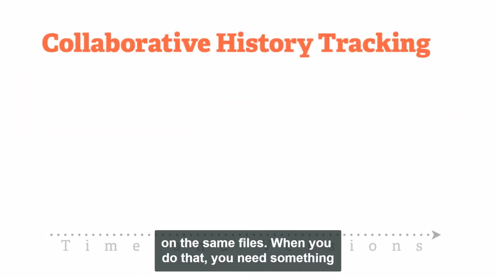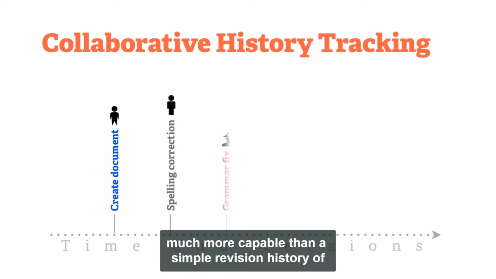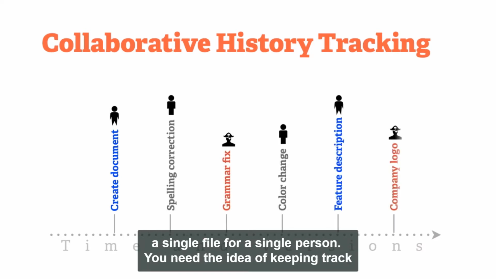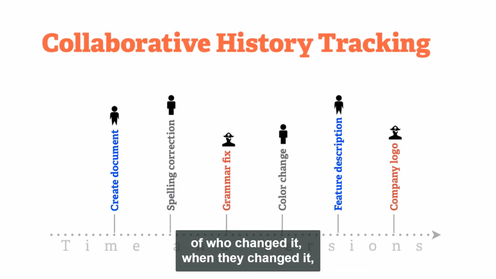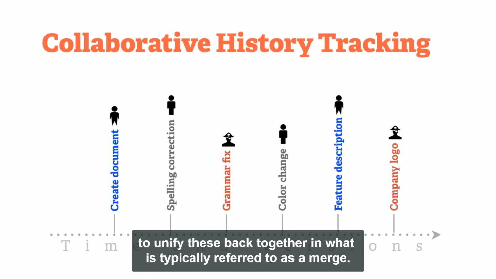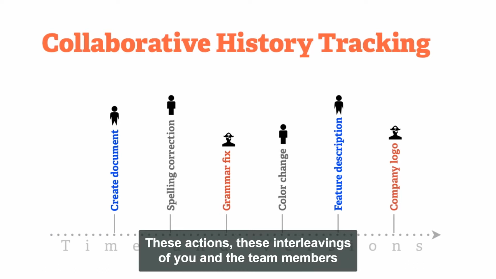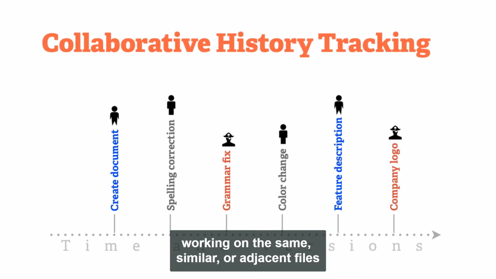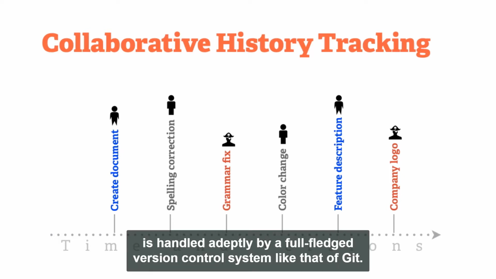Even worse, on the same files. When you do that, you need something much more capable than a simple revision history of a single file for a single person. You need the idea of keeping track of who changed it, when they changed it, why they changed it, but the capability of the tool to unify these back together in what is typically referred to as a merge. These actions, these interleavings of you and the team members working on the same, similar, or adjacent files is handled adeptly by a full-fledged version control system like that of Git.